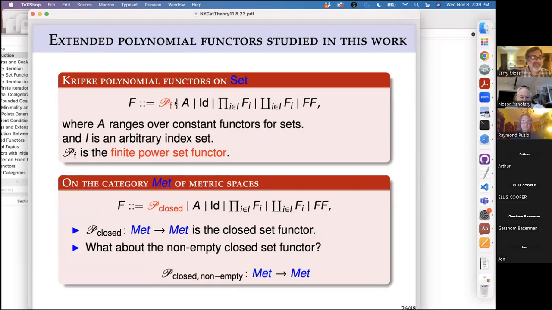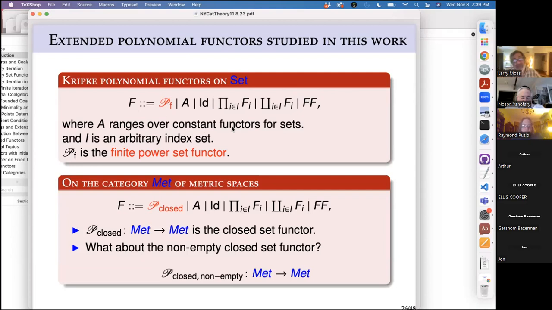I don't think that Kripke is the right name to name this after, but somehow the name stuck. It's that any functor you could build from constants, the identity, the product and the coproduct and composition, and as a basic functor, the finite power set. So that's a Kripke polynomial functor. Then the question is: is it true that this has a final coalgebra, and anything that you could build up like this has a final coalgebra? So that's what the talk is about.